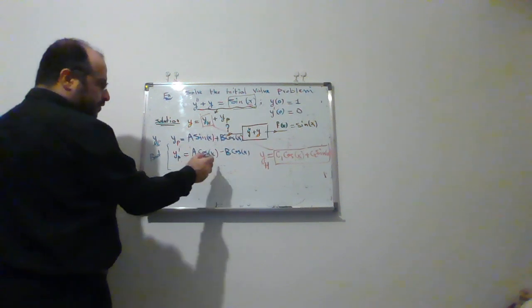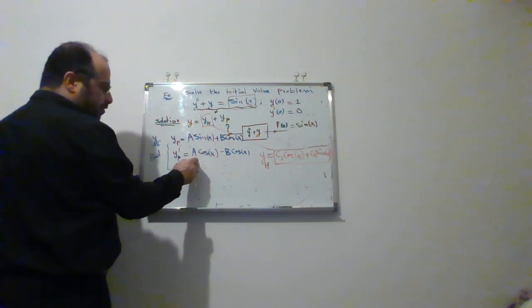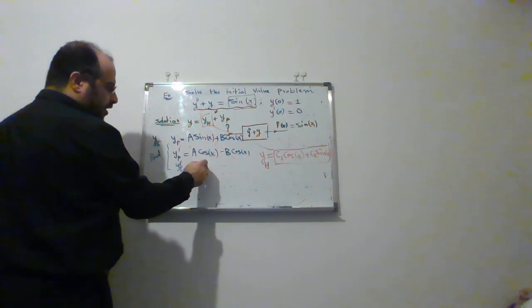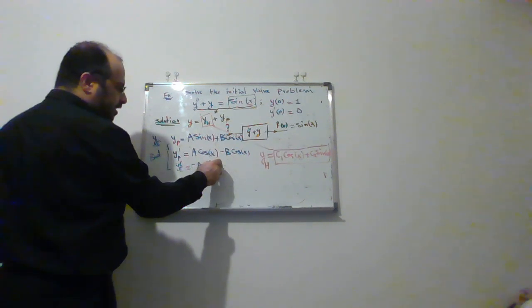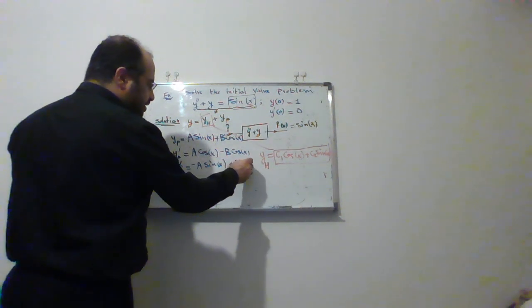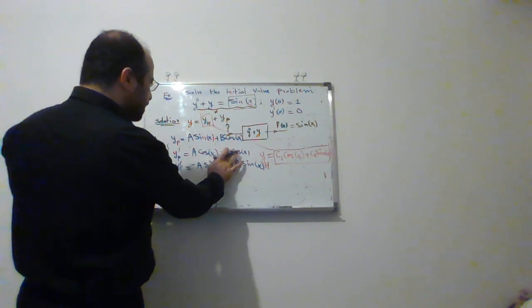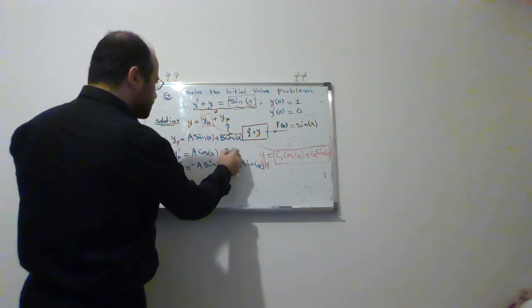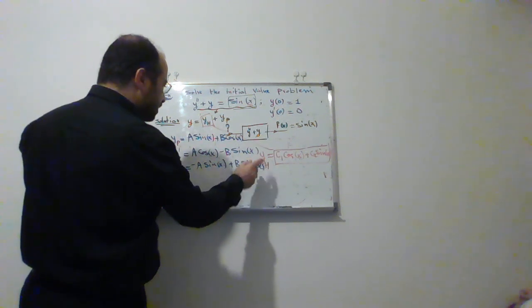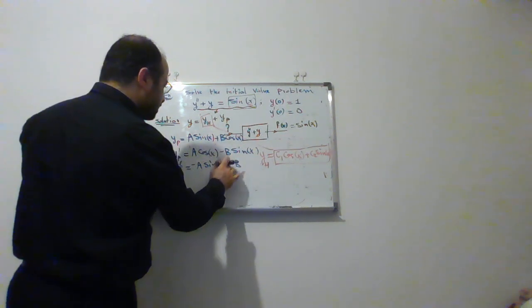If you go and do y particular double prime, and then you get minus a sine x, and here you get plus b sine x. Sorry, maybe I'm doing something wrong here. Yes, I'm doing something wrong. Here is sine, and here I will have cosine, right? Cosine here, cosine.